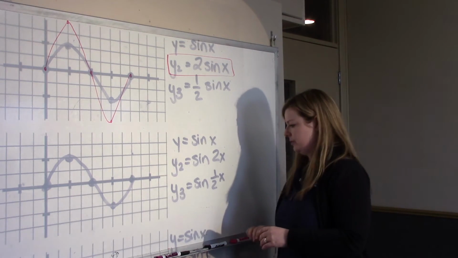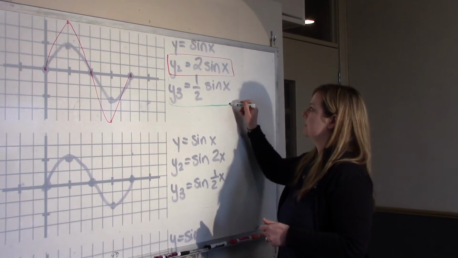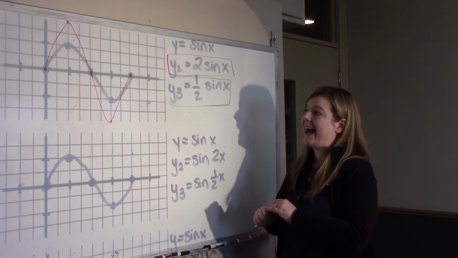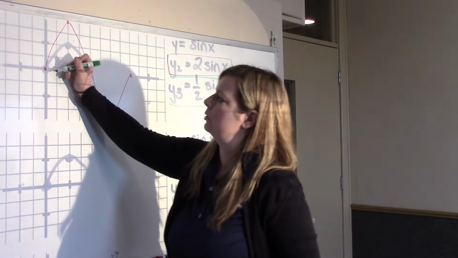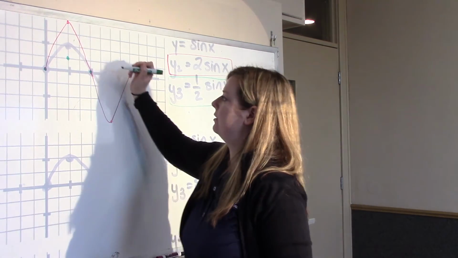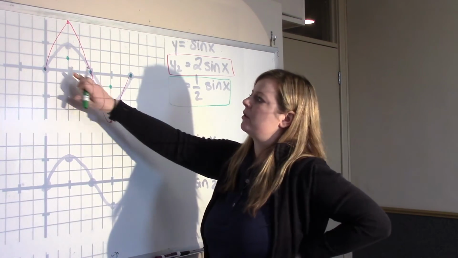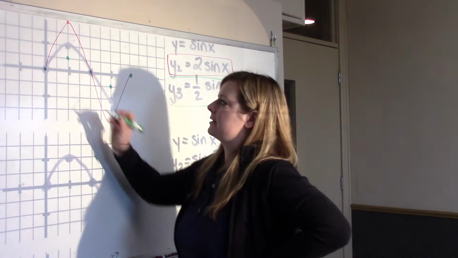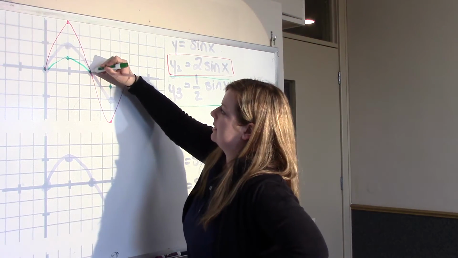Now, we're going to do a vertical compression by a factor of 1/2. Okay? So everything is half as high as it used to be. So 0 is 0. Instead of 1, we have a half. 0, 0. Instead of -1, we have -1/2. And 0, 0. Remember, we're referring to the original sine function, not the pink 2 sine x. So here we have it. So it's been vertically compressed.